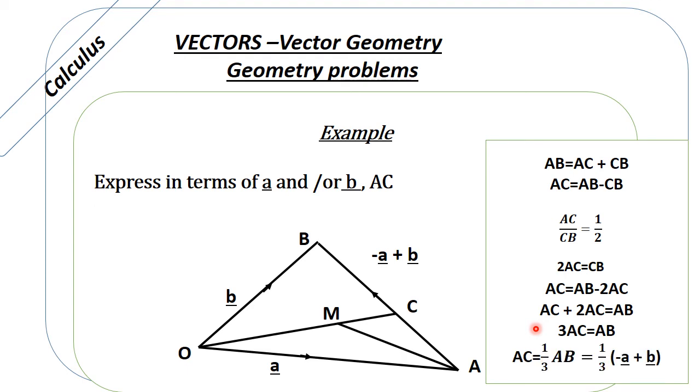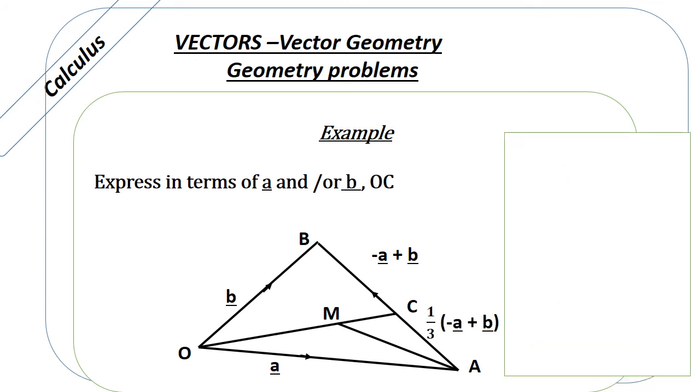We can divide both sides by 3. We're going to have 1 over 3 AB. But AB we know is negative A plus B. So where there's AB, we can put negative A plus B. So we have 1/3 of negative A plus B. So that's how to deal with ratios. The part where you have been given something but you just need the portion and you have got a ratio, then make use of it.